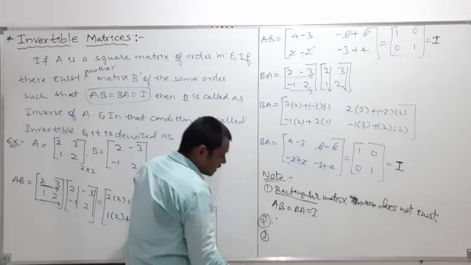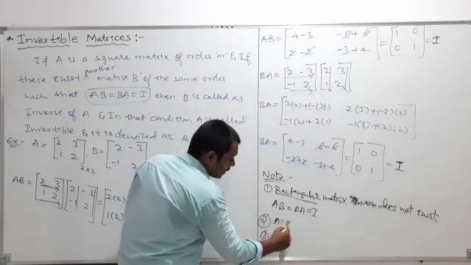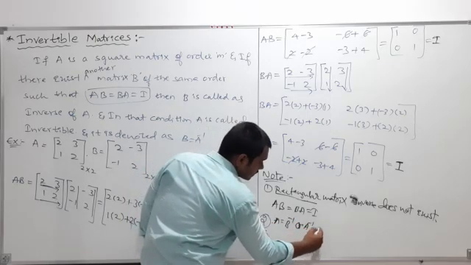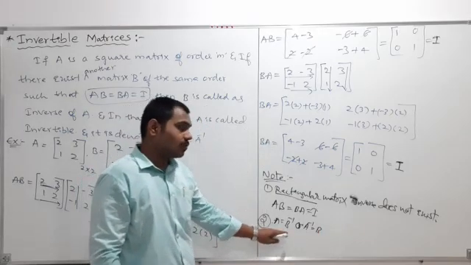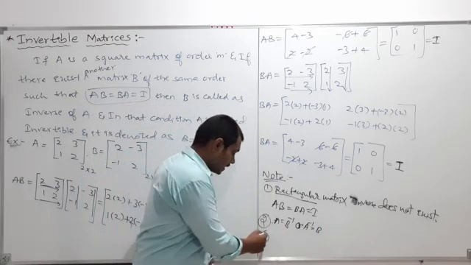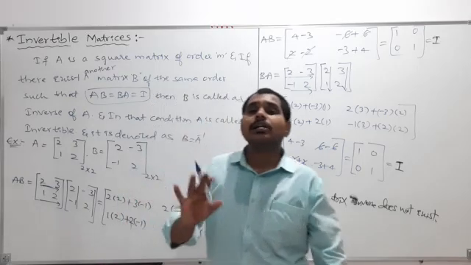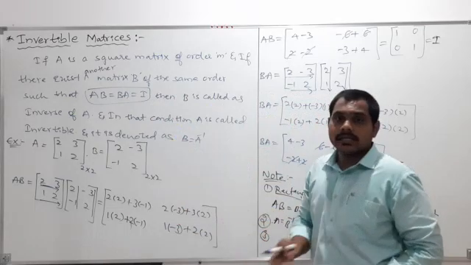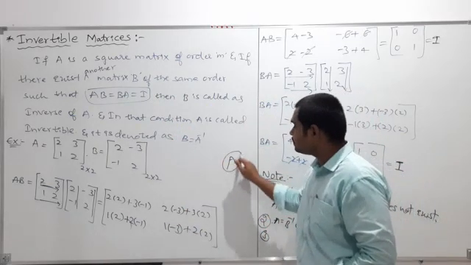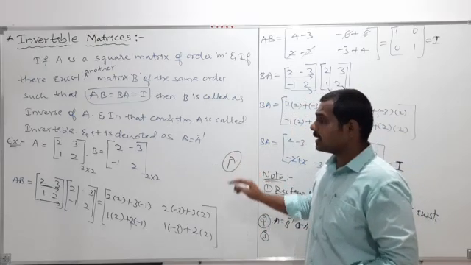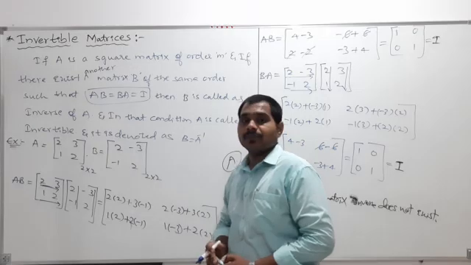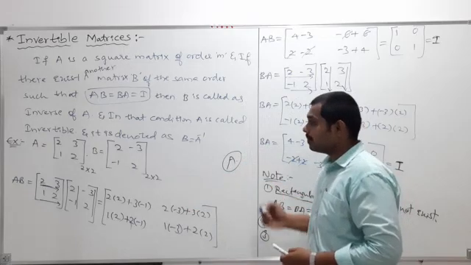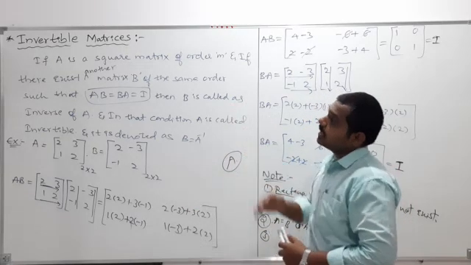Next, third note: you can call A the inverse of B, or you can also call B the inverse of A. It is not the case that for every matrix we can find the inverse. It may or may not exist. That we will discuss while solving the questions, and in that case we can easily understand. Clear? This is the concept of invertible matrices.